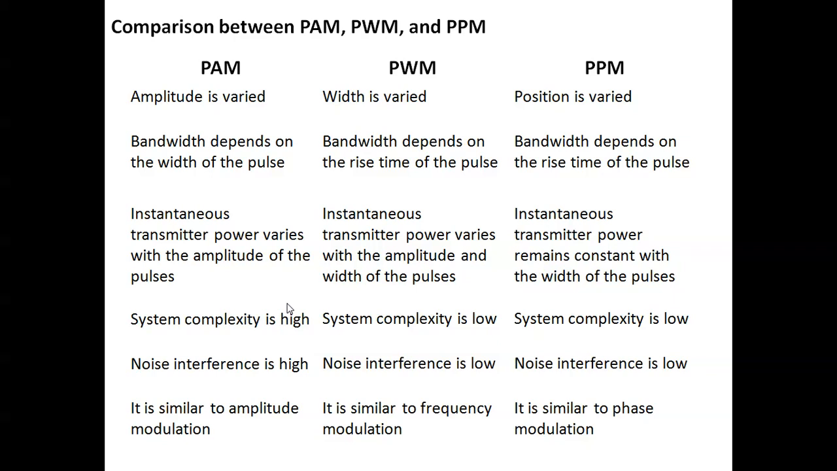For PAM the complexity is high, for PWM it is low, and for PPM the complexity is also low. Noise interference is high in PAM and low in PWM. In PPM also, noise interference is low. So PAM is similar to amplitude modulation, PWM is similar to frequency modulation, and PPM is similar to phase modulation. Okay.